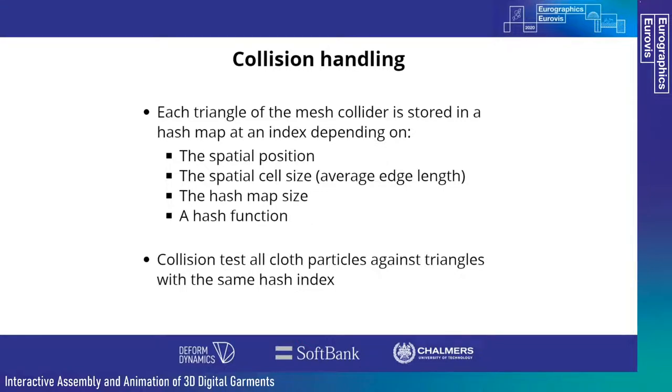This is said to be the average edge length of the mesh triangles. The maximum size of the hash map. This size is said to be a number of times larger than the number of primitives in the mesh. The larger the size is, the fewer hash collisions we get, at the expense of more memory required. This parameter can be tuned according to the circumstances.